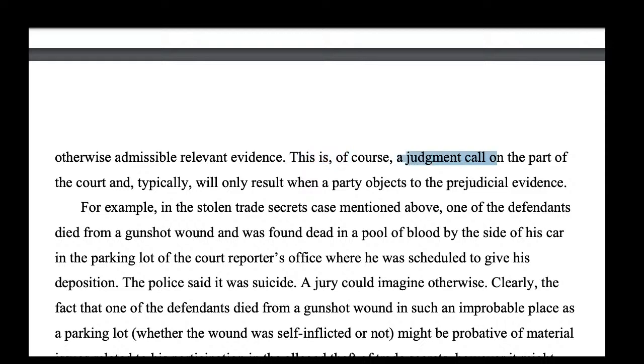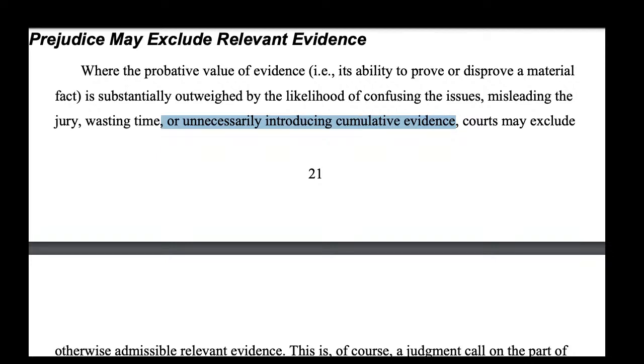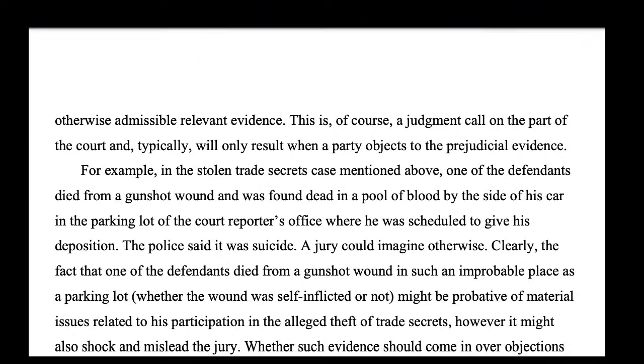This, of course, is a judgment call on the part of the court, and typically will only result when a party objects to the prejudicial evidence. So, as we're saying here, even though the evidence may be relevant, the prejudice may exclude it if it's outweighed by the likelihood of confusing the issues, misleading the jury, even if it's relevant, wasting time, or unnecessarily introducing cumulative evidence. So these are things that may prejudice towards excluding relevant evidence.